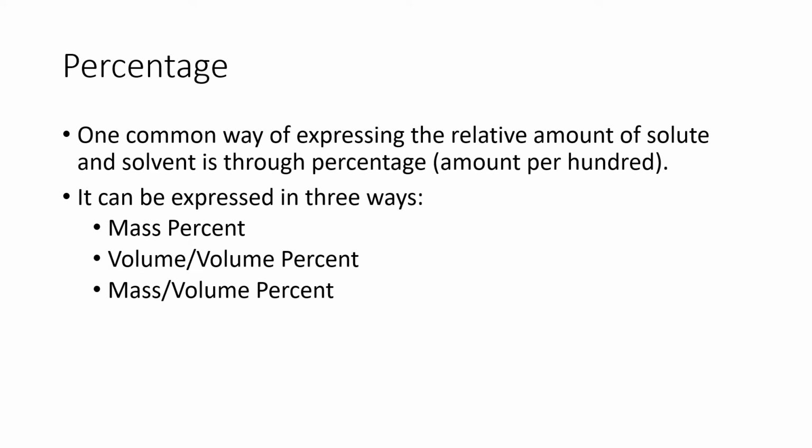One common way of expressing the relative amount of solute and solvent is through a percentage. It can be expressed in three different ways: a mass to mass percent, a volume to volume percent, and a mass to volume percent. When we talk about these, we're going to get an example, we're going to get a formula, if you will, and it's pretty standard actually, which shouldn't be too bad.